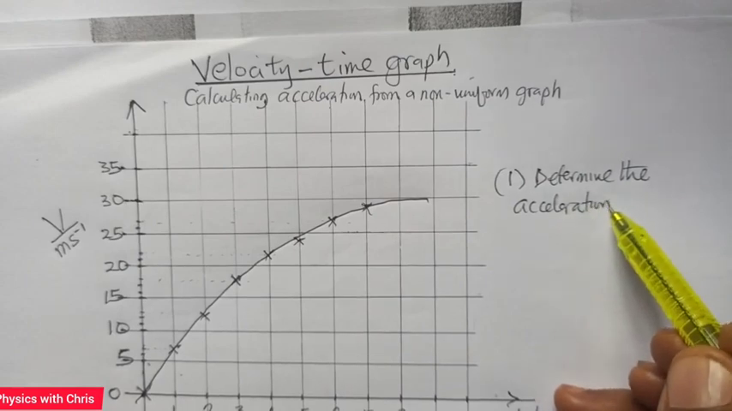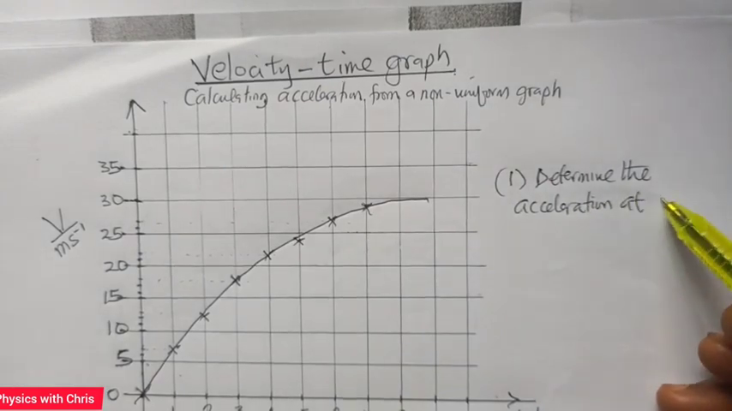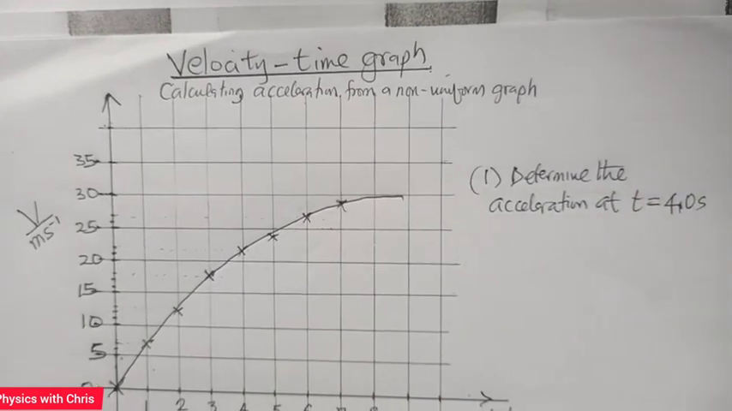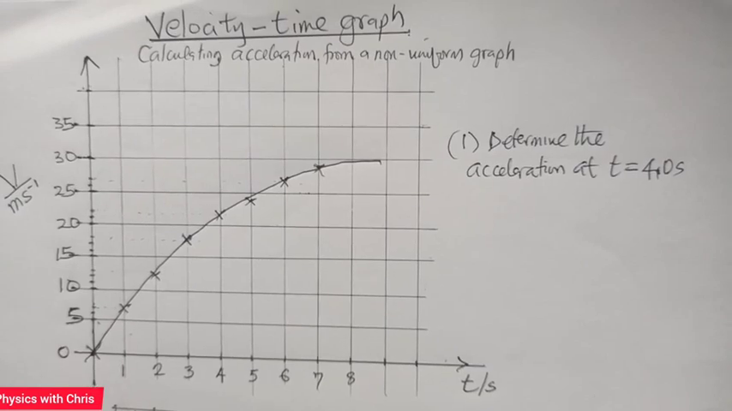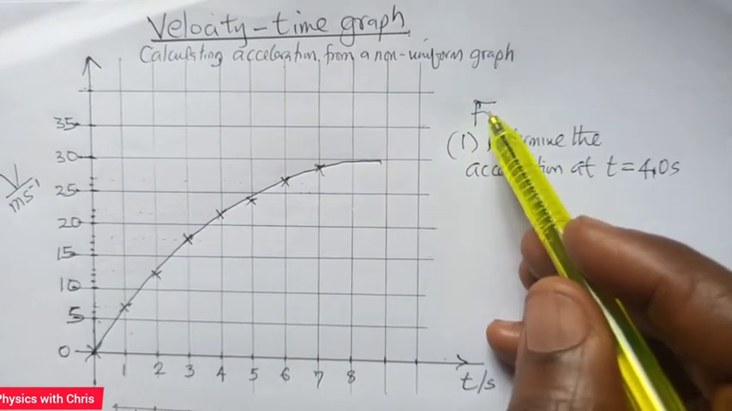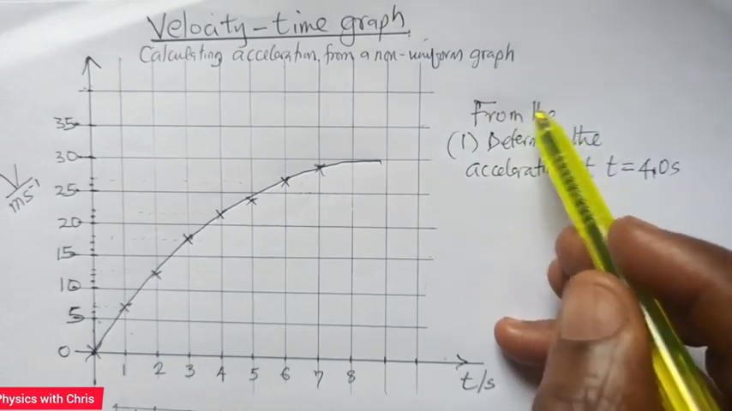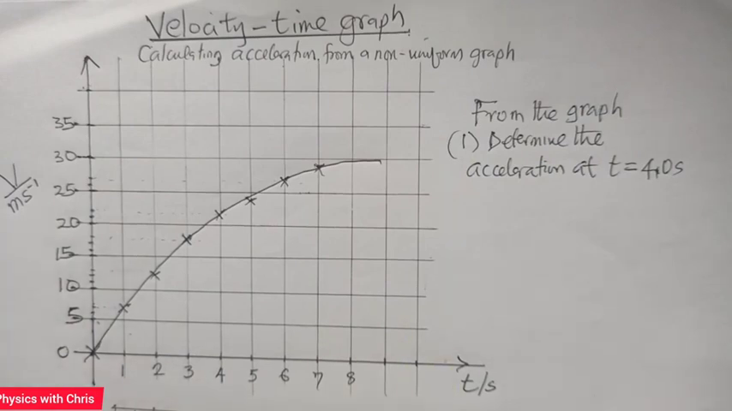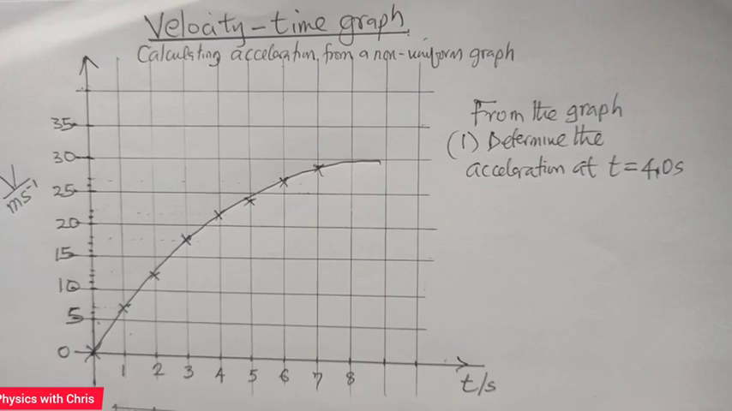From your graph, determine the acceleration of the body at t equals 4 seconds. What is the acceleration of the body after 4 seconds, or at time t equals 4 seconds from the graph? That's one question they can ask you from the graph after drawing. Or they can just give you the graph like this and say, find the acceleration, because not every time do you have to plot it, especially if it's objective, multiple choice questions. They give the already plotted graph and say from that graph, determine the acceleration at this specific time.